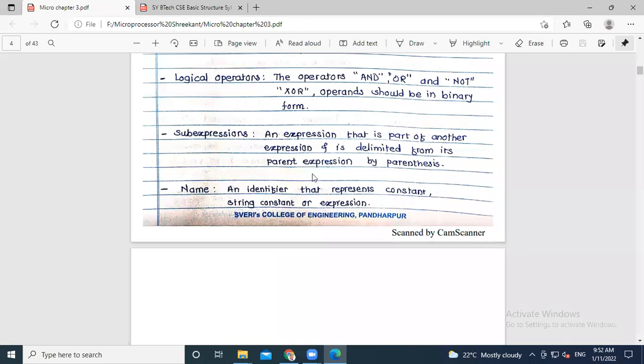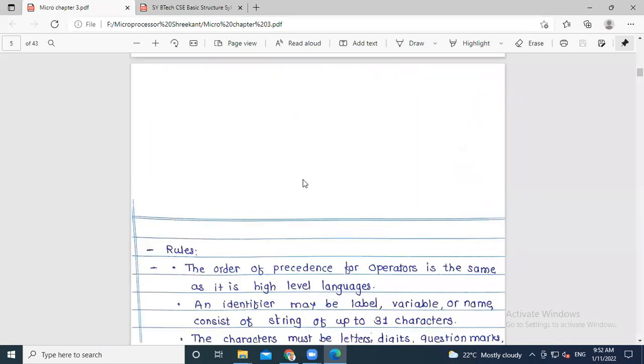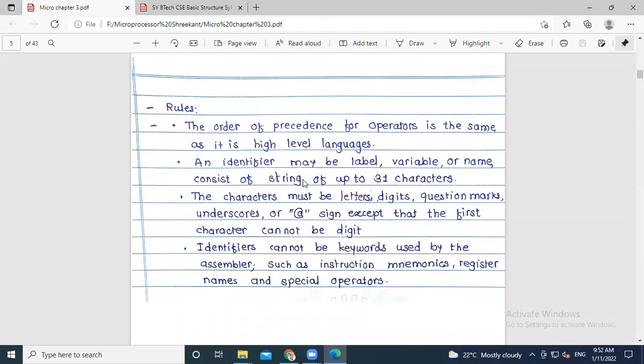For the coverage of these things, we need to study the instructions. For the instructions, we have to follow some rules. The operators are the same as in a high level language. An identifier may be a label, variable, or a name. Identifier means what? It may be a label, a variable, or a name, consisting of a string of up to 31 characters. Those characters may be letters, digits, question marks, underscore, at the rate symbol, or dollar symbol. But the first character cannot be a digit. That rule you have to follow.